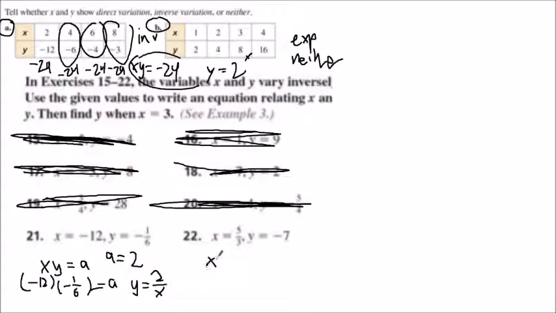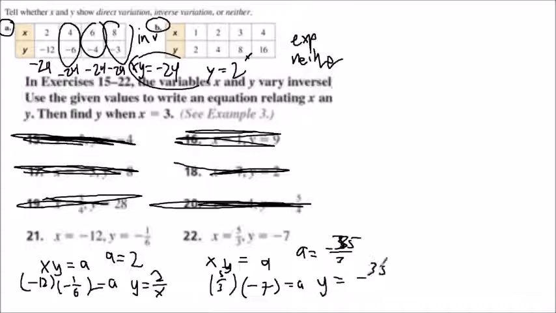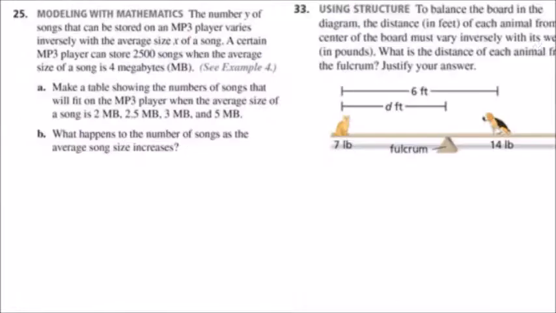Same thing here. xy is equal to a. 5/3 times negative 7 is equal to a. A is equal to negative 35 over 3. So now we have y is equal to negative 35 over 3x. So the whole thing, the bottom is 3x. Okay, and this is going to be a short one because we only have one slide left.